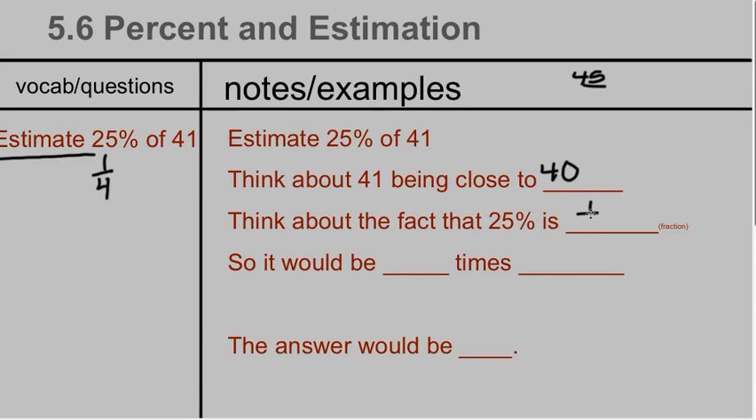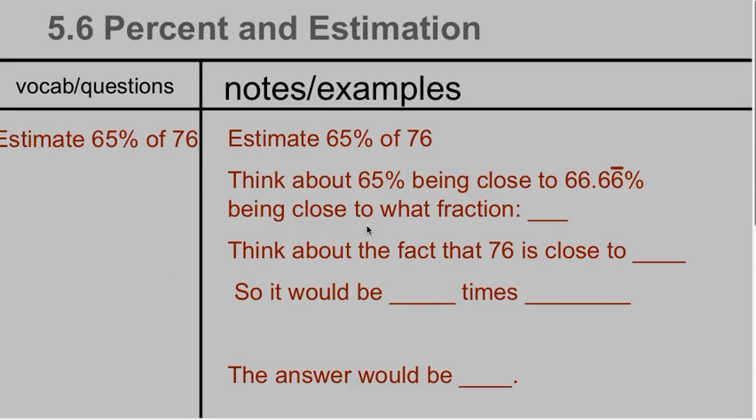25% we already established is 1/4, so now I have 1/4 times 40. Remember how the 40 would always end up over the 1 and we would just cross divide? Or cross reduce, I apologize. 40 divided by 4 would be 10. 10 times 1 is 10. So 1/4 of 40, if I took 40 and broke it up into 4 groups, I'd have 10 items in each group.